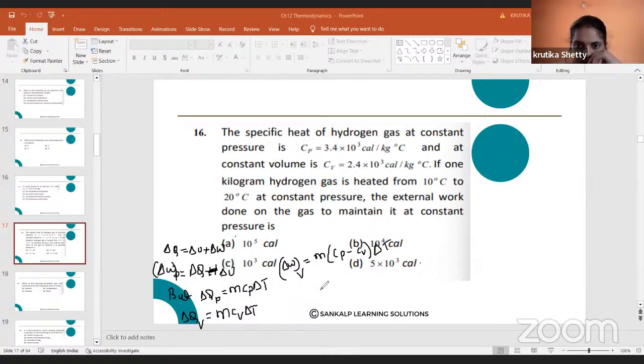So here, the specific heat of hydrogen gas is given, therefore I'll take Cp minus Cv. Cp is 3.4 into 10 raised to 3, minus Cv, which is 2.4 into 10 raised to 3. The change in temperature, 20 minus 10, is nothing but 10. So simplify this and tell me what you are going to get.